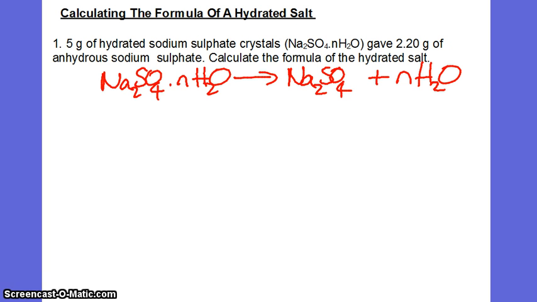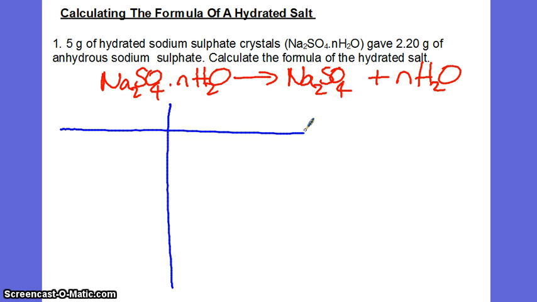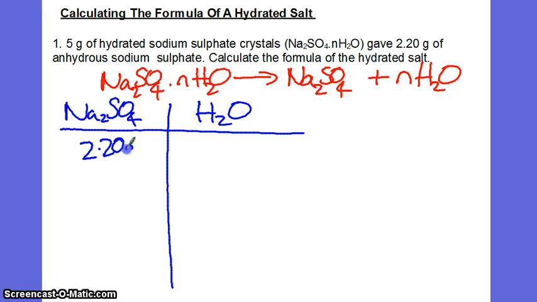But you do it the same way as you would do an empirical formula. So you start off with a table, and rather than putting the elements in each column, this time we're looking at the ratio of sodium sulfate to water. So in this column I'll have sodium sulfate, here I'll have water. We need to work out how much water we had. Well, 5 grams in total produced 2.2 grams of sodium sulfate, and the remaining mass must be water. So 5 grams take away 2.2 grams gives 2.80 grams.